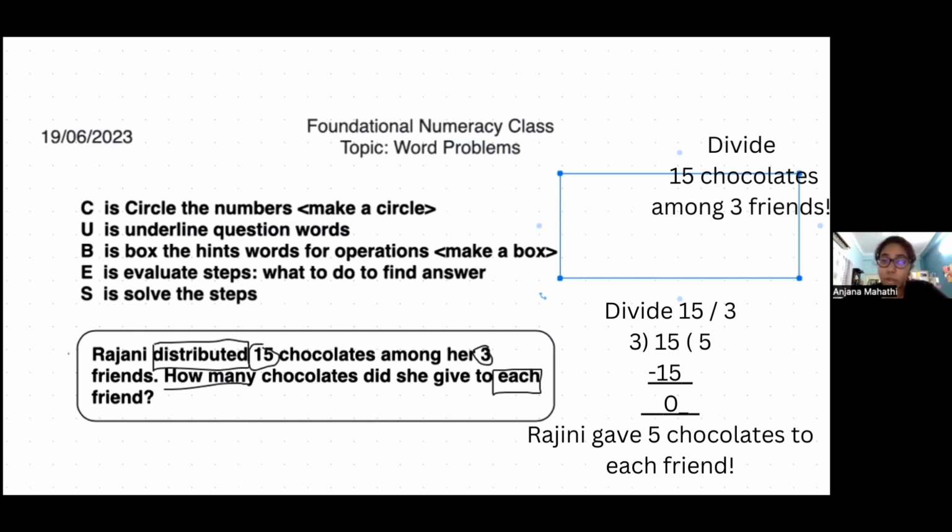Students, we will now use the CUBES method to help us solve a few more word problems. Okay, I will write 5 more word problems on the board and we will use the CUBES method to solve each of them.